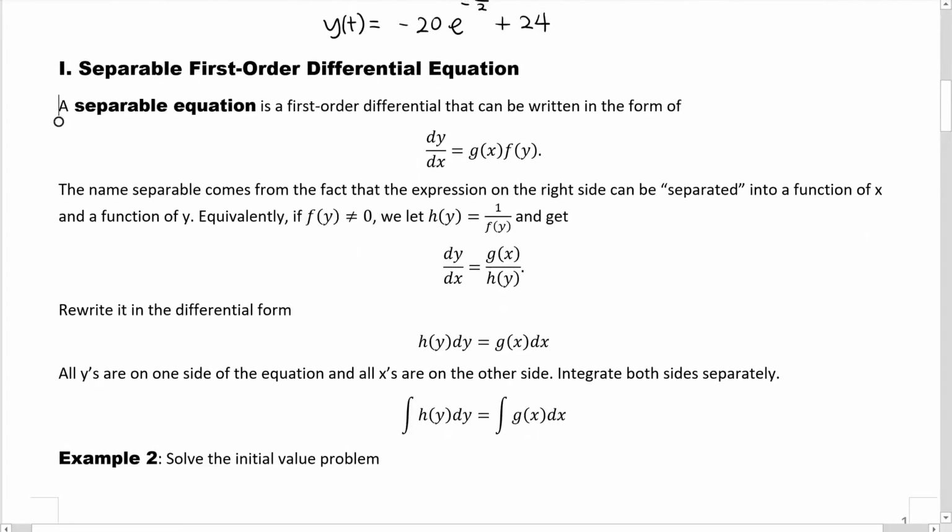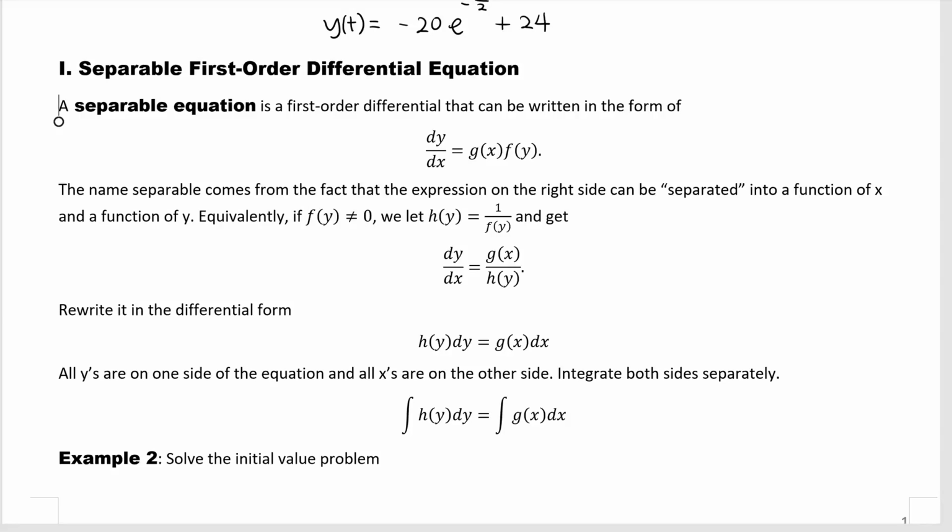Alright, next. What is a separable first order differential equation? We talked about the definition of differential equation and the definition of order. So what is separable? A separable equation is a first order differential equation that can be written in the form of dy dx on the left hand side, and the right hand side is a product of a function of x and a function of y. So you can separate the x and y. You get products, where g only contains x and f only contains y. Okay?